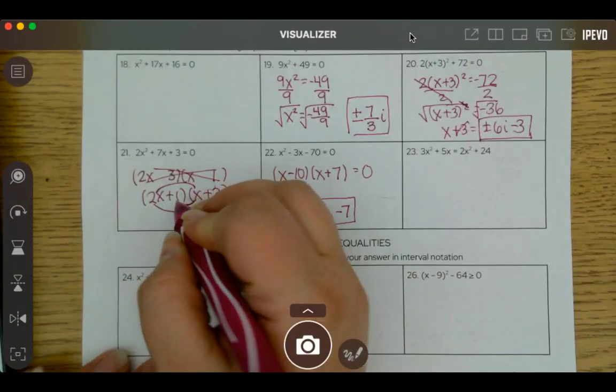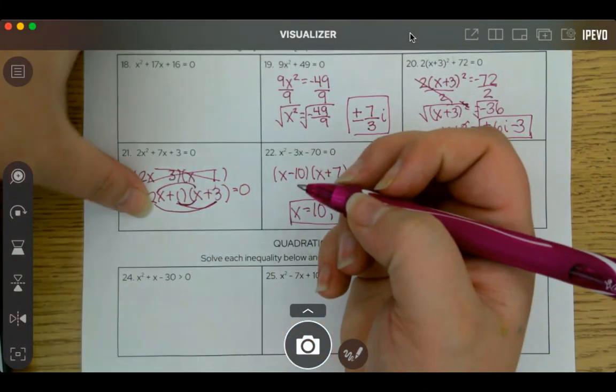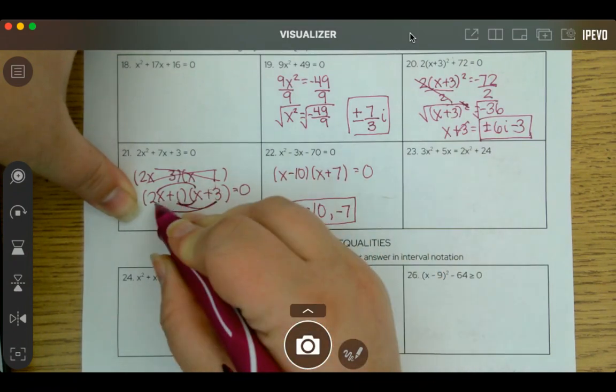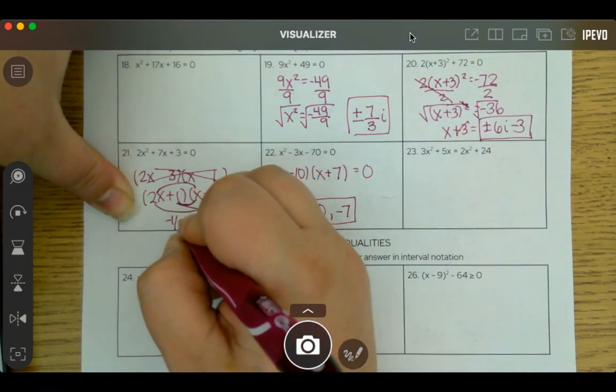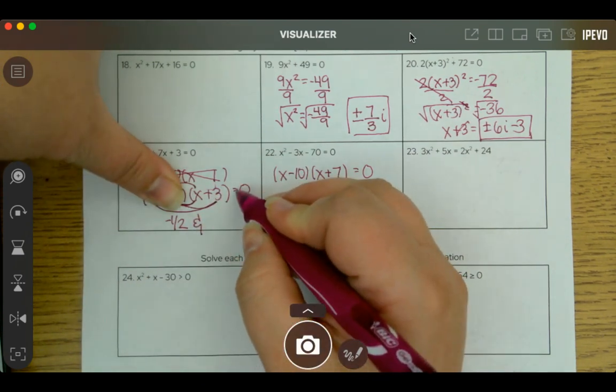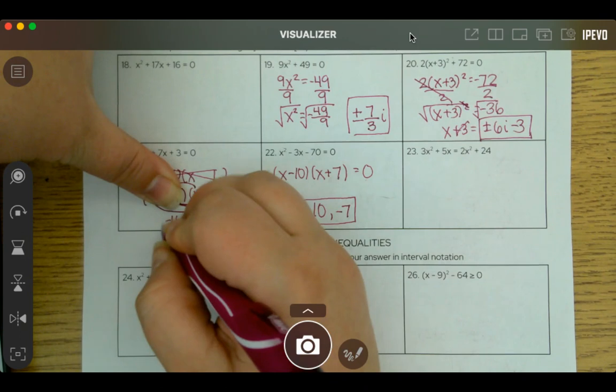This one would be negative 1. I would have to subtract the 1 and then divide by 2. So that's negative 1/2. And for this one, I would just subtract the 3. So that's negative 3.